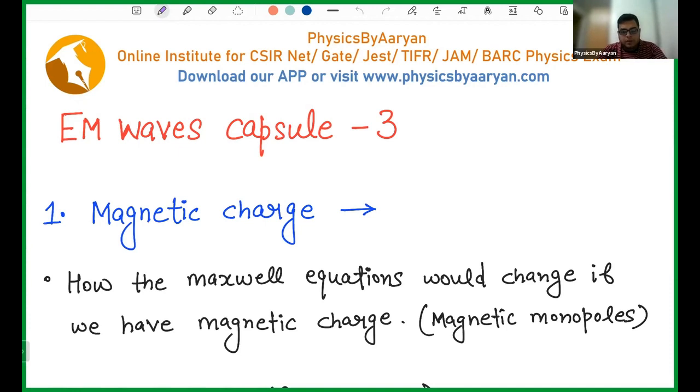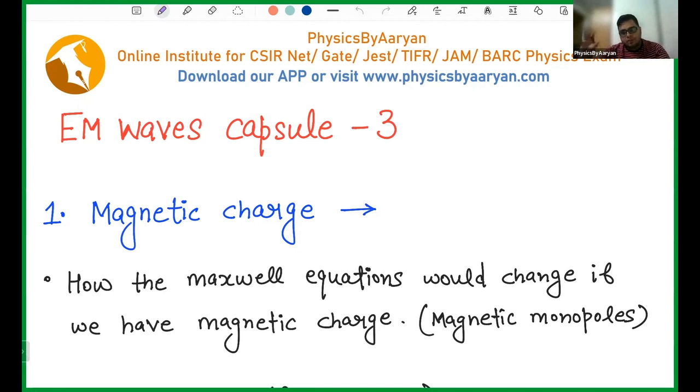The first topic is not very important from the exam point of view, but it is an extremely important topic from the interview point of view. This topic is magnetic charge. What is magnetic charge? You can also think of it as the magnetic monopole.